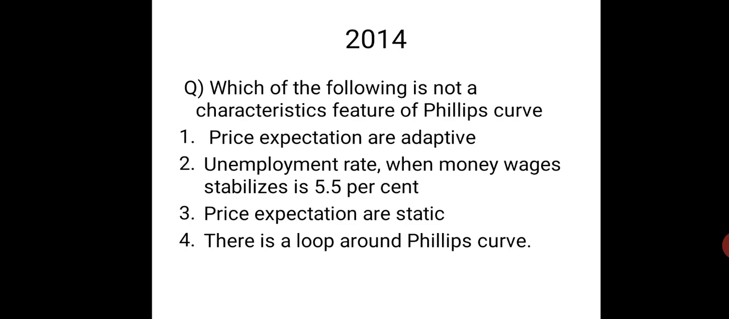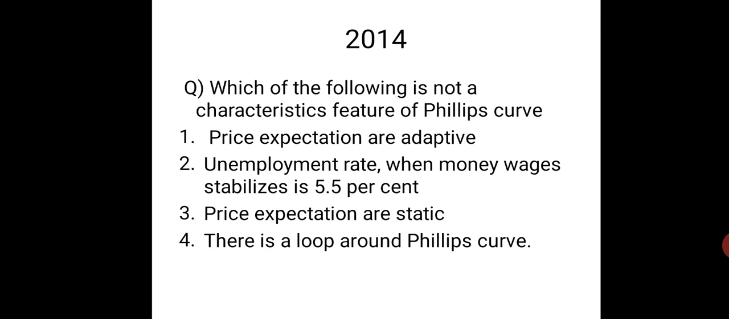Next question, which appeared in 2014. Which of the following is not a characteristic feature of the Phillips curve? We can look at the options. Price expectations are adaptive. Unemployment rate when money wages stabilize is 5.5%. Price expectations are static. There is a loop around the Phillips curve. Okay, so the question is a negative question which asks which is not a feature of the Phillips curve.